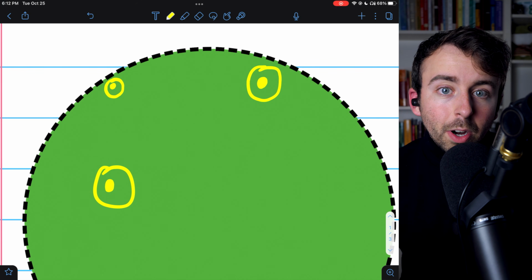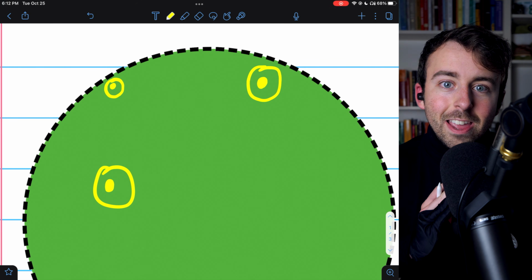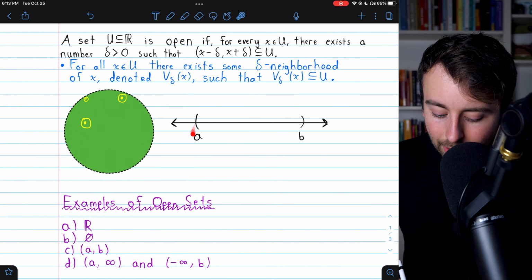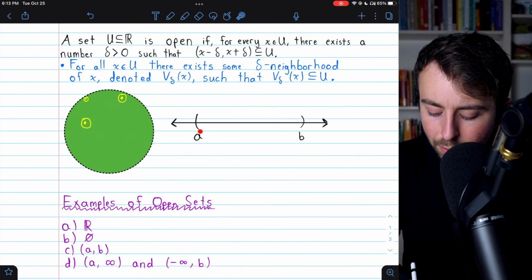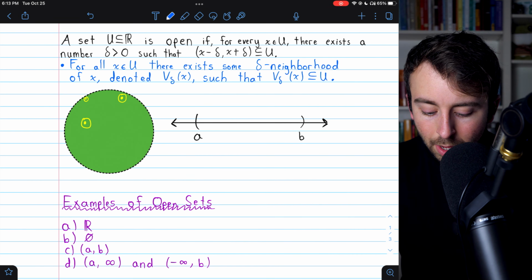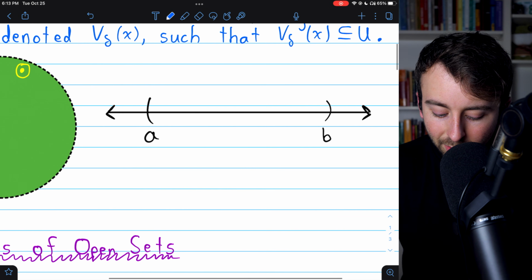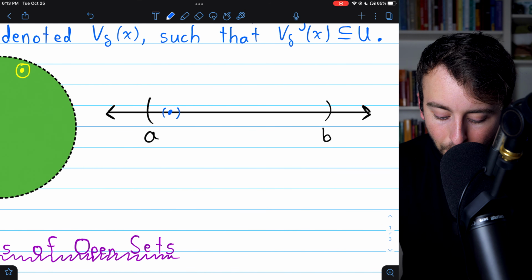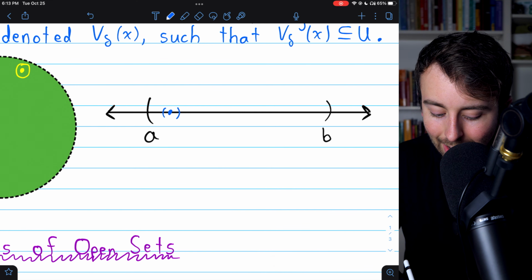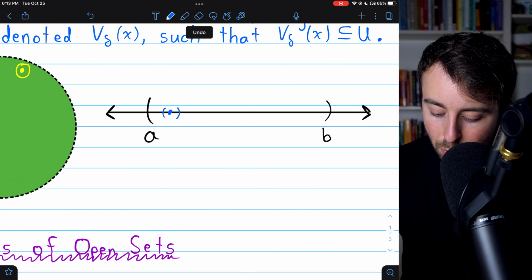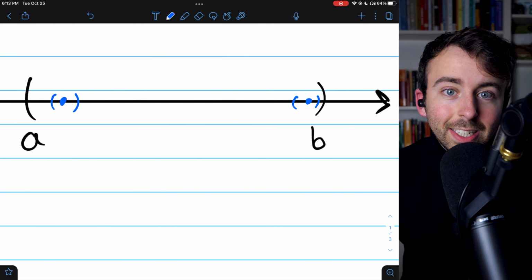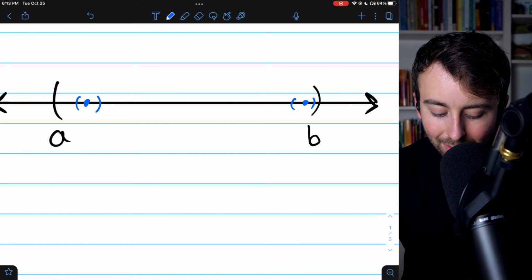But of course, for us, we're talking about this on the real number line. On the real number line, an open set might look like this, the open interval from a to b. You could give me any point in this interval, and I could give you some neighborhood around that point that is entirely contained in the set. You could give me any point, maybe one over here. I could give you a neighborhood around that point that is entirely contained in the set. That's what makes this an open set.